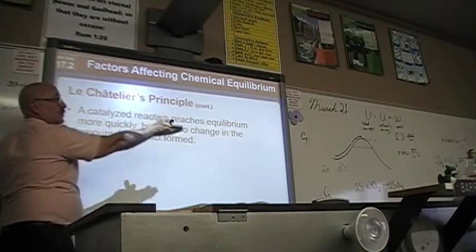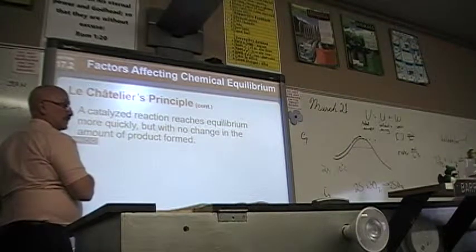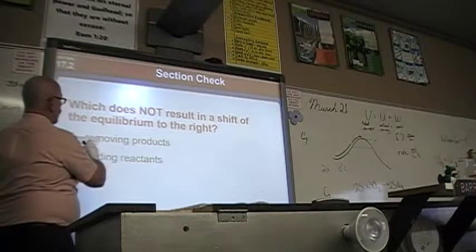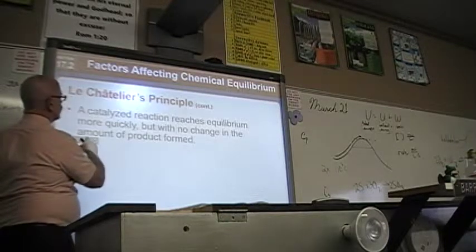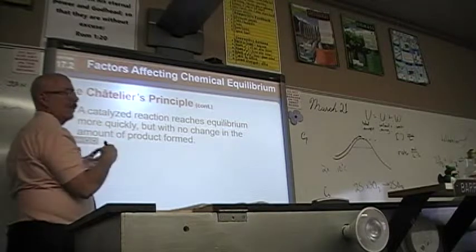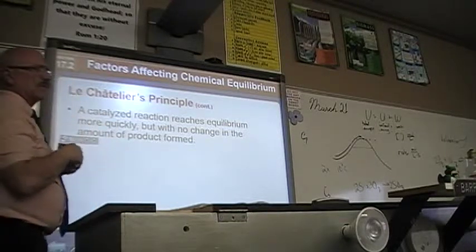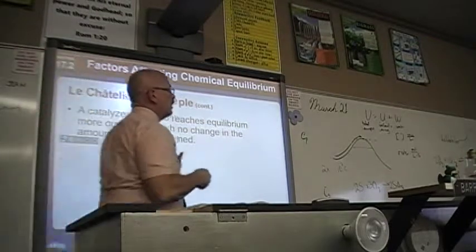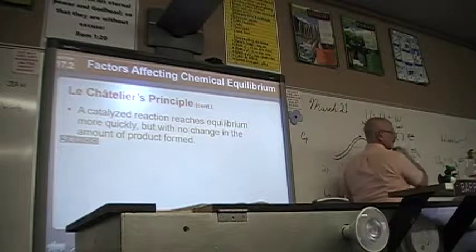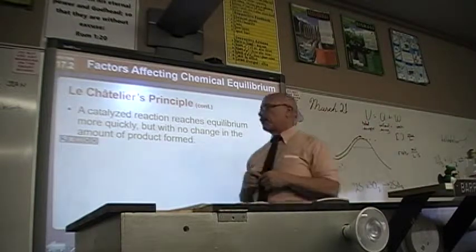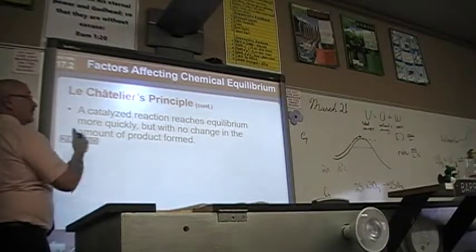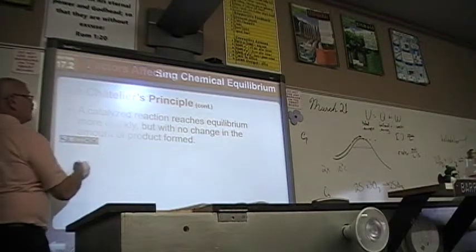Catalysts change equilibrium constants, and they can force things to go forwards or backwards. No, they don't, actually. Yeah, it reaches equilibrium more quickly, but the overall equilibrium does not shift, because catalysts, remember, catalysts lower the activation energy, but that's not going to affect equilibrium. Equilibrium is going to be unaffected by catalysts. That's a key point. It gets to equilibrium faster, but it stays at equilibrium the same way.